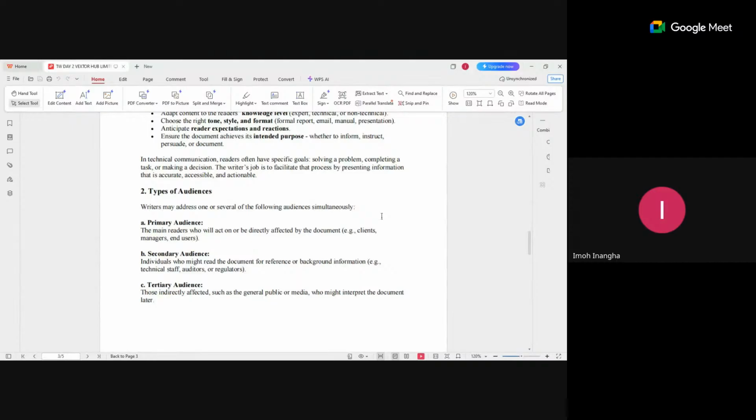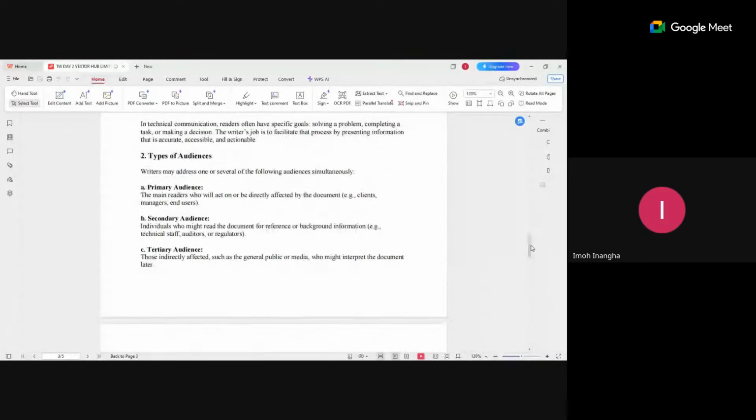All right. So this last line will be part of your assignment for today. Okay. So in technical communication, readers often have a specific goal, which is solving a problem, completing a task, or making a decision. The writer's job is to facilitate that purpose by presenting information that is accurate, accessible, and actionable. Types of audiences. Writers may address one or several of the following audiences simultaneously.